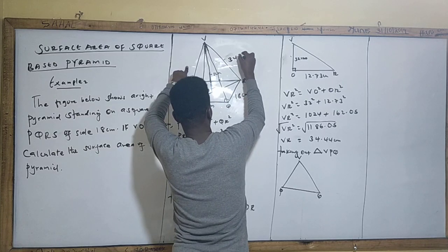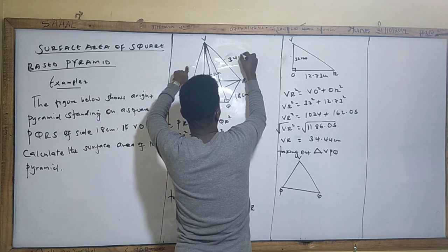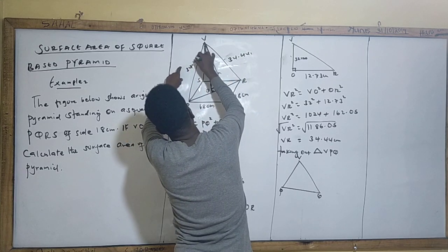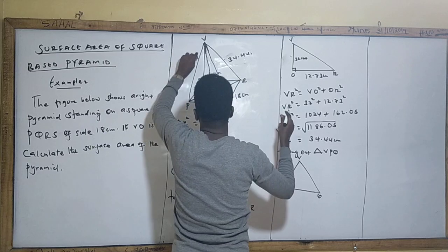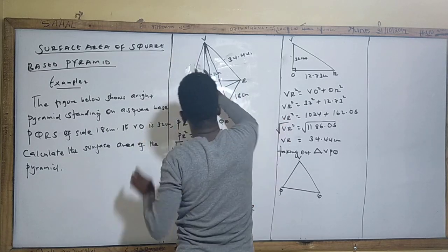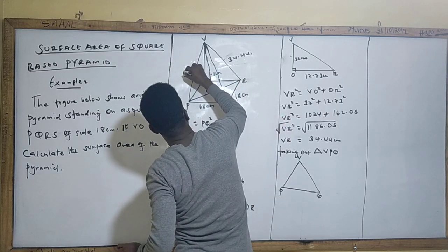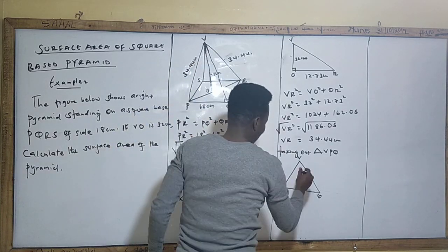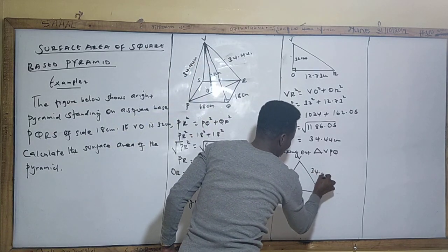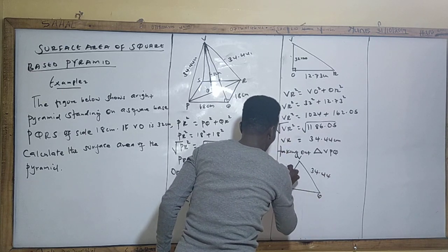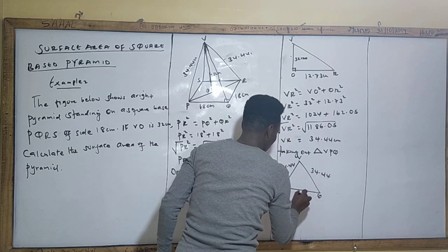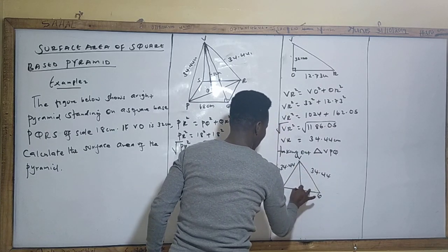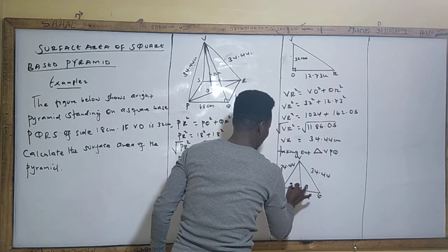That 4.44 centimeter. Here also that 4.44. Just understand that. So which means here we'll have that 4.44. Here we'll also have that 4.44. Then here we have 18 centimeter. Then we'll drop a line. So this is a perpendicular. This is 9. This is also 9.